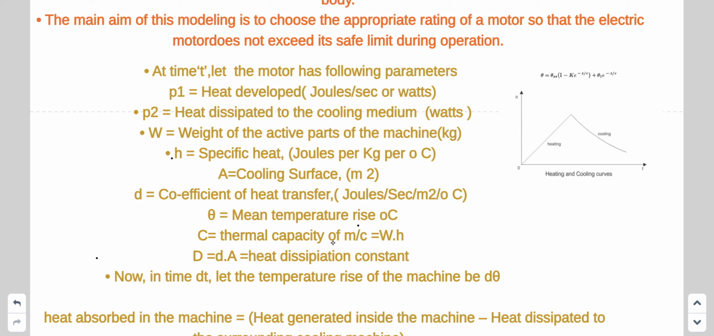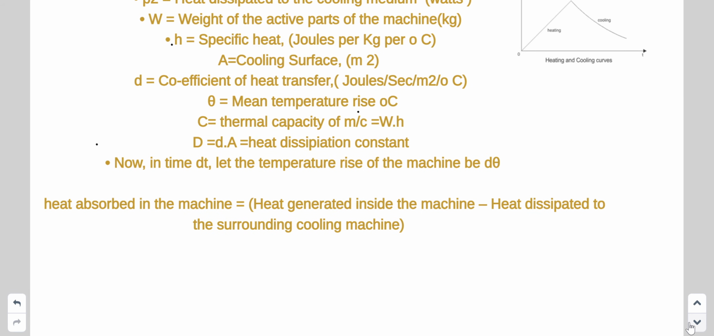C is the thermal capacity of machine, which is W into H, specific heat into active part of the machine, which is thermal capacity. And D is the heat dissipation constant, means small d into A. It is the coefficient of heat transfer into active area, cooling surface. So now starting the derivation for the temperature rise and temperature cool. So heat absorbed in the machine, let us assume in time dt that temperature rise of the machine be d theta.